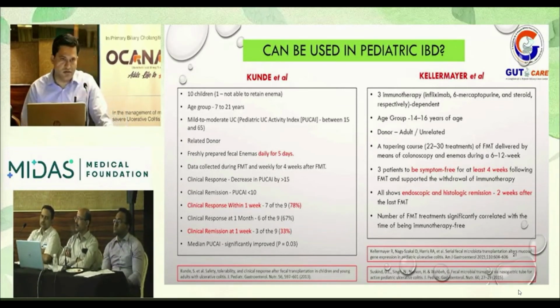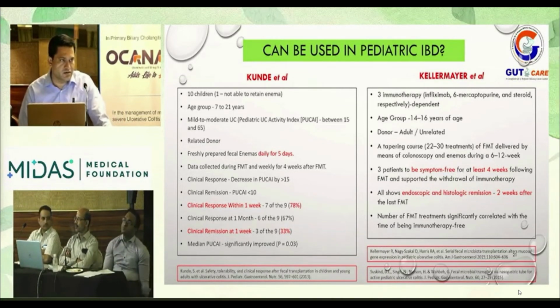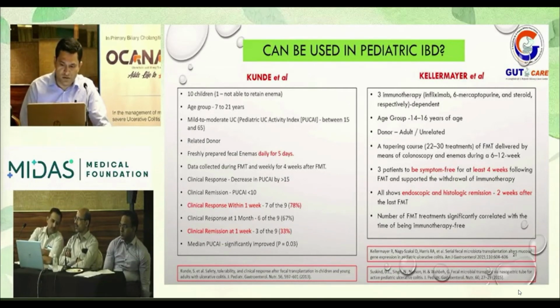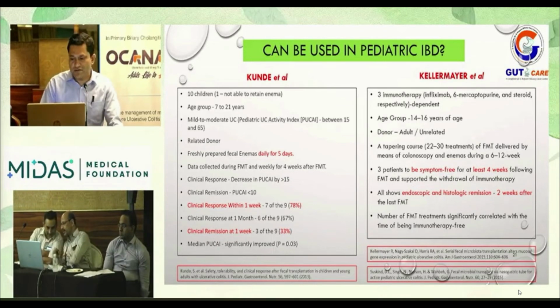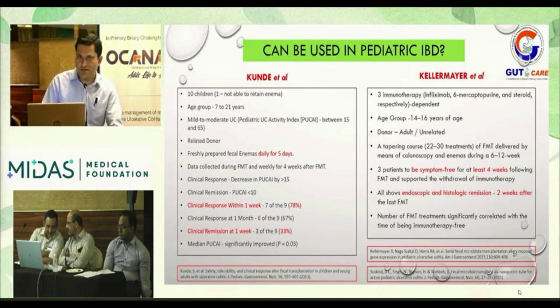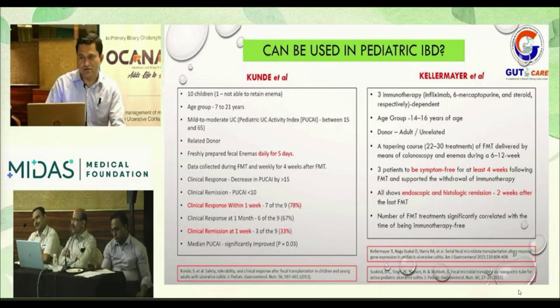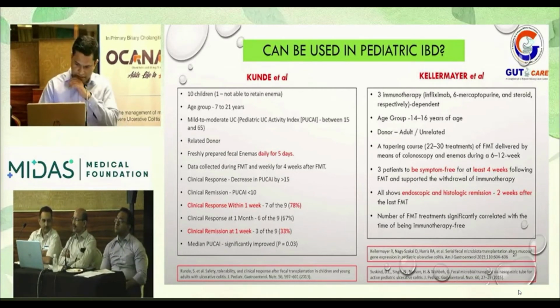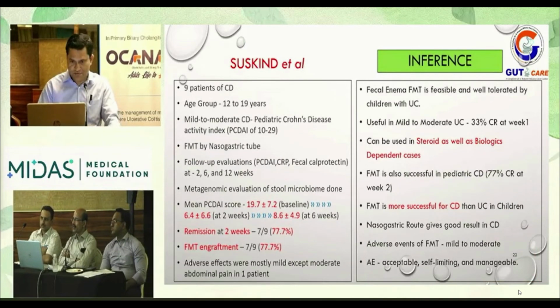Kellermeyer used FMT in only 3 patients who were immunotherapy dependent, but he used multiple sessions over a period of 6 to 12 weeks, and the donor was an adult, unrelated. These 3 patients were all symptom free at least 4 weeks after the last dose of FMT, and also achieved endoscopic and histological remission, which was maintained 2 weeks after the last FMT.